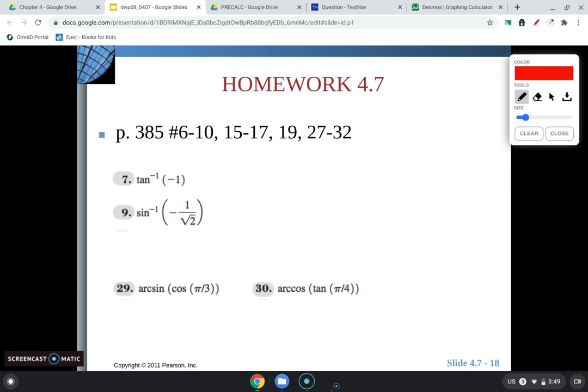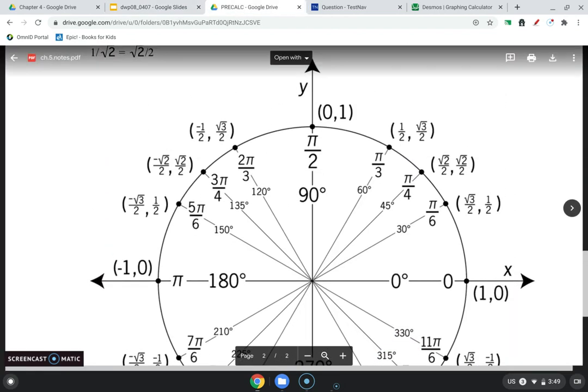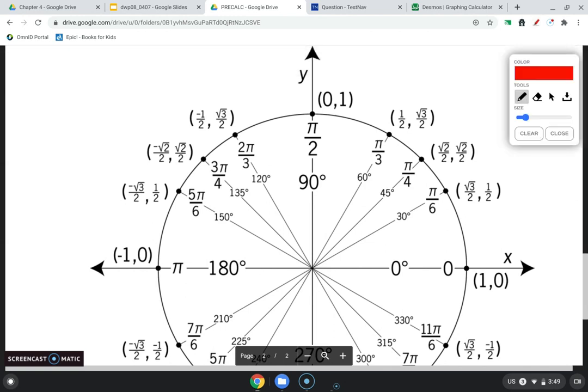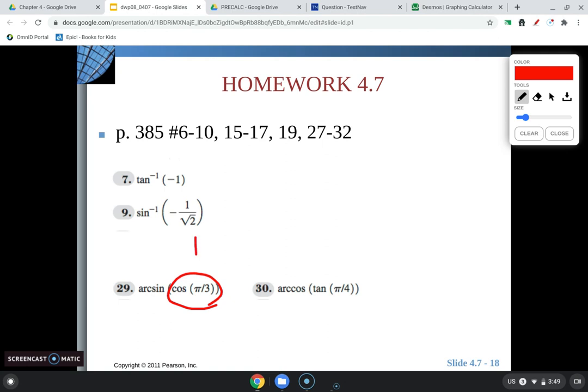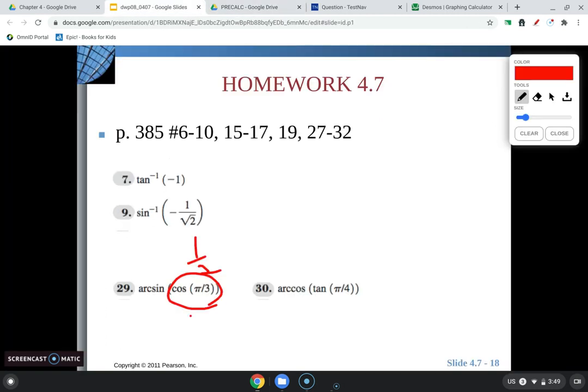The inverse sine of the cosine of pi over 3. We're going to work our way inside out. So we're going to find the cosine of pi over 3. Where is x? The cosine of pi over 3 is right here, so it is 1/2. But then we're going to take the inverse sine of 1/2. At what angle is the sine 1/2? Right here is where y is 1/2. So 30 degrees or pi over 6. So work your way inside out.